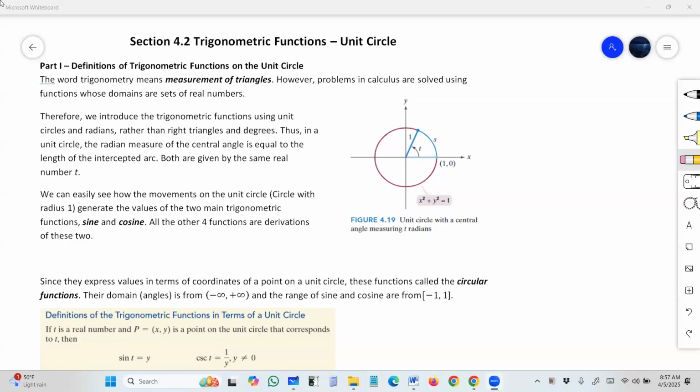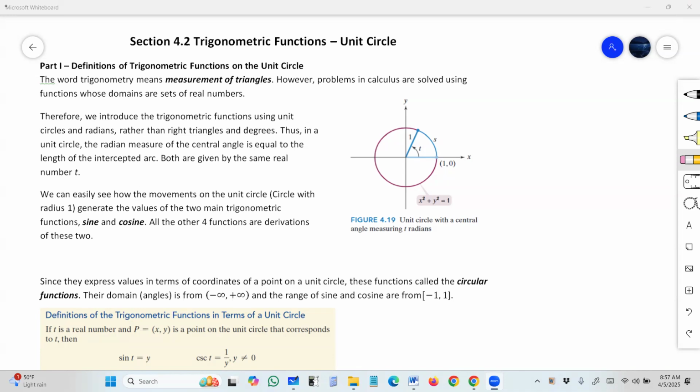Hello, everybody. So this is the video dealing with section 4.2, trigonometric functions on the unit circle. This is the first part of the video dealing with this section. There's going to be a second part where we're going to expand on the concept of these trigonometric functions.